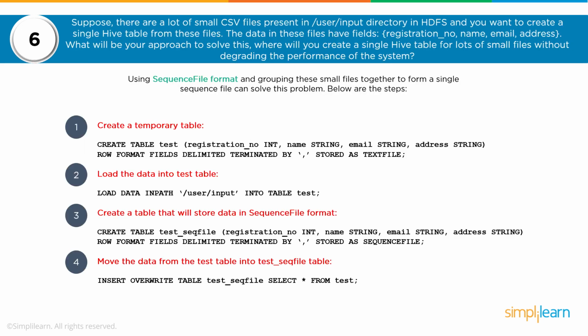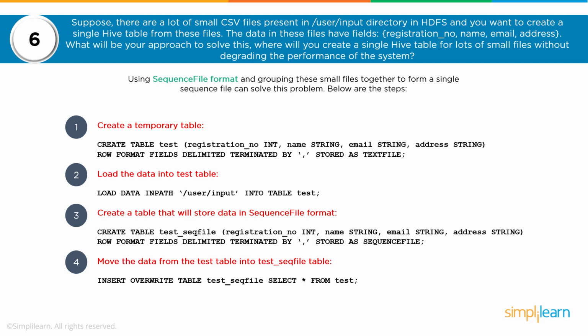So let's look at that. You can think about the sequence file format, which is basically a smart format or a binary format, and you can group these small files together to form a sequence file. Now this could be one other smarter approach. So we could create a temporary table. We could say create table, give a table name, give the column names and their data types. We could specify the delimiters as it shows here, that is row format, and fields terminated by. And finally, we can store that as text file.